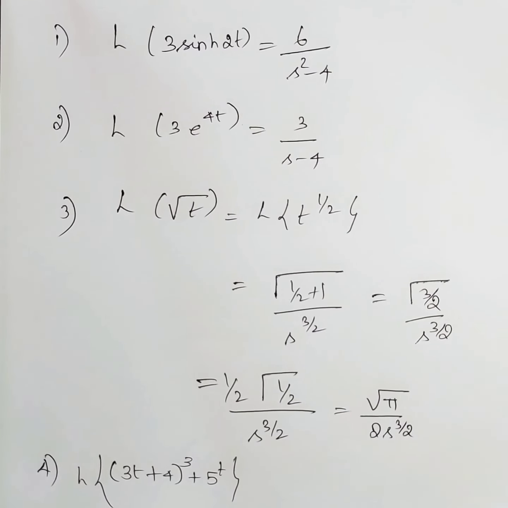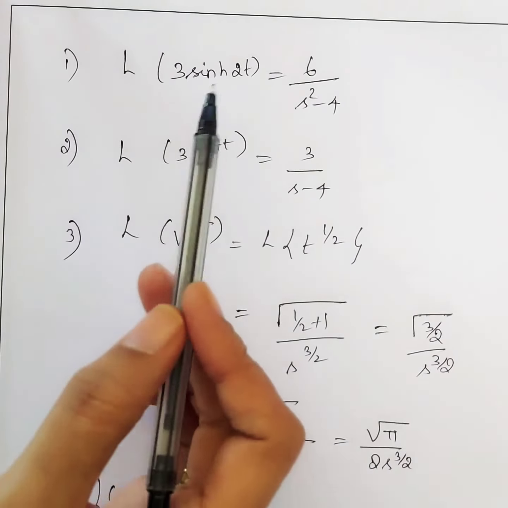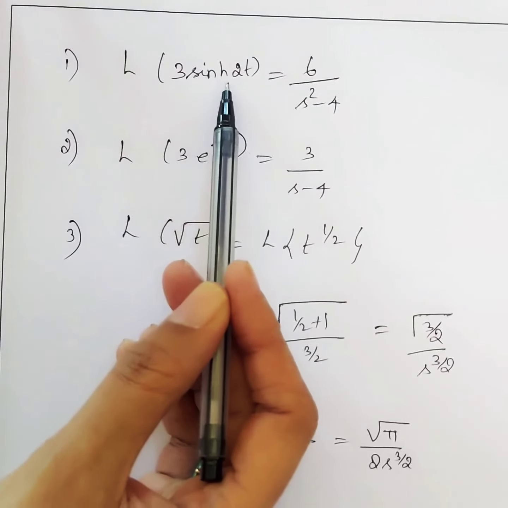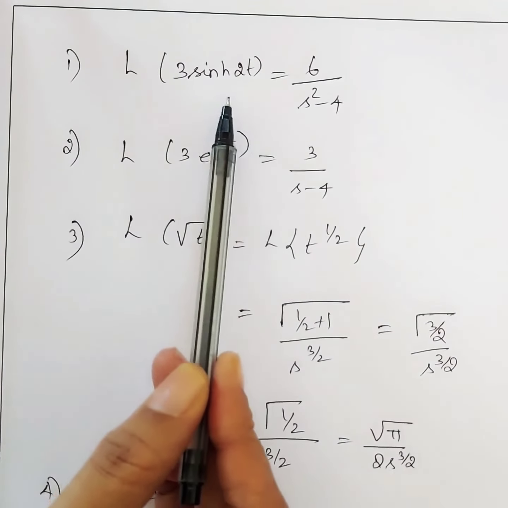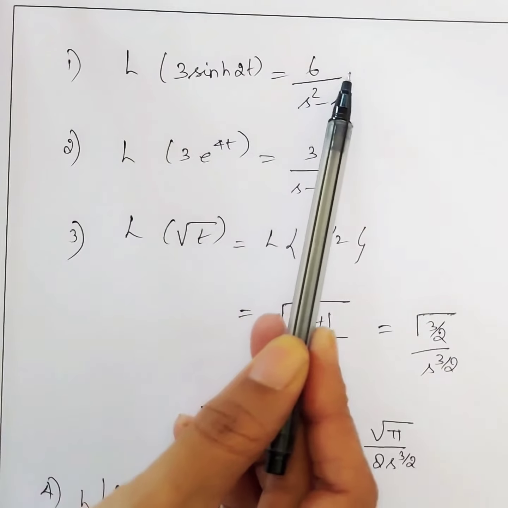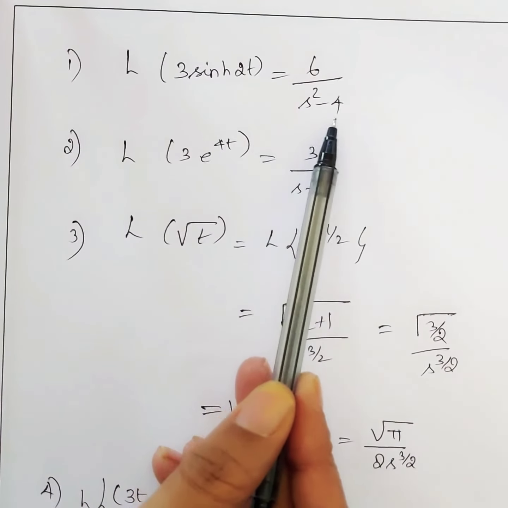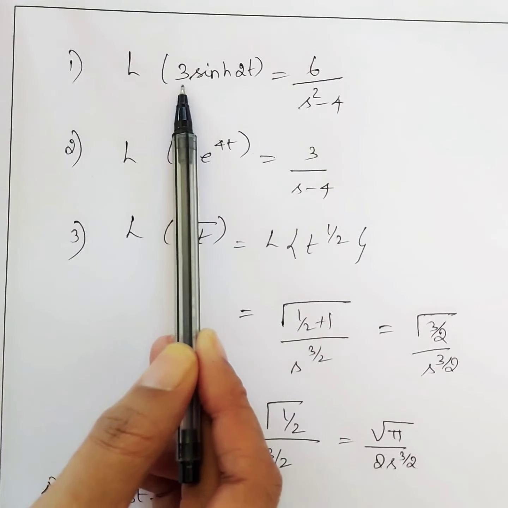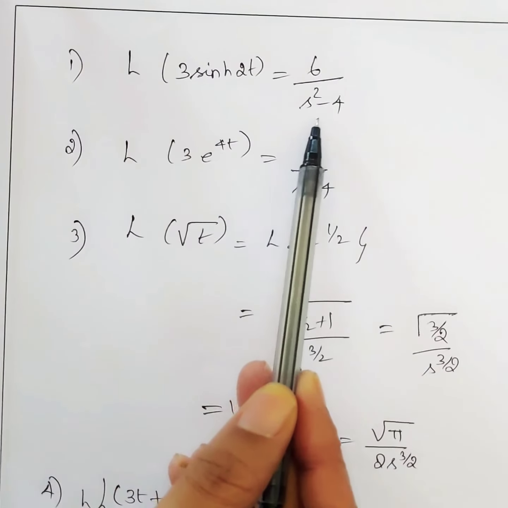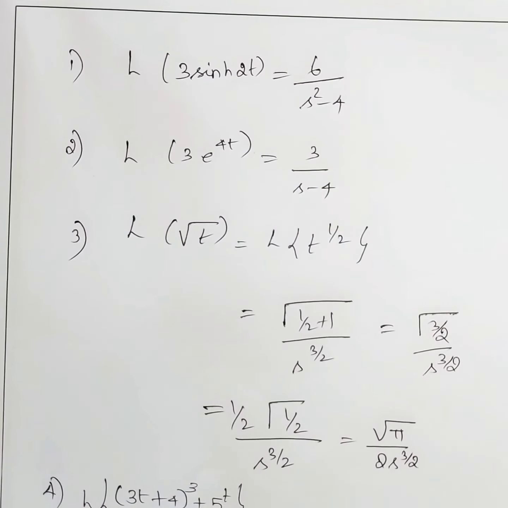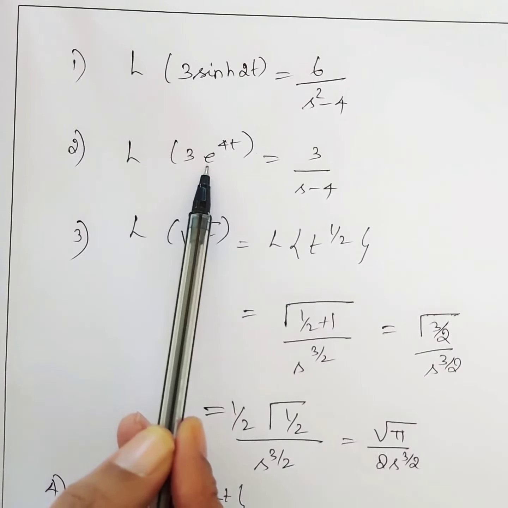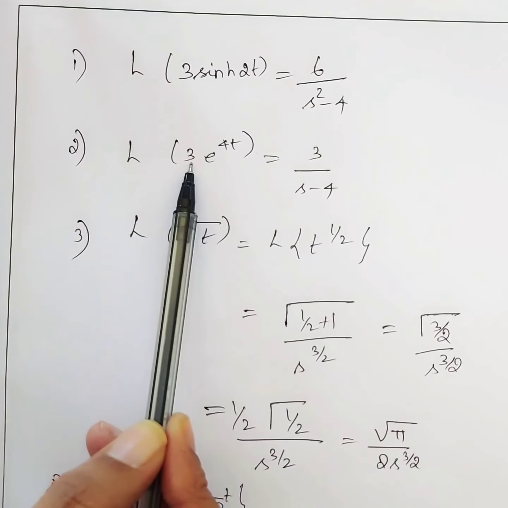Now these are all some warm up problems. What is Laplace transform of 3 sin h 2t? So sin h 2t means 2 by s square minus 2 square. Already this 3 is there. So 3 twos are 6 by s square minus 2 square, is nothing but 4. Laplace of 3 into e power 4t. 3 is just a constant.